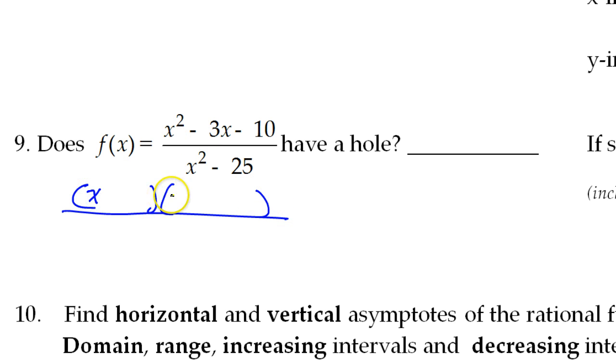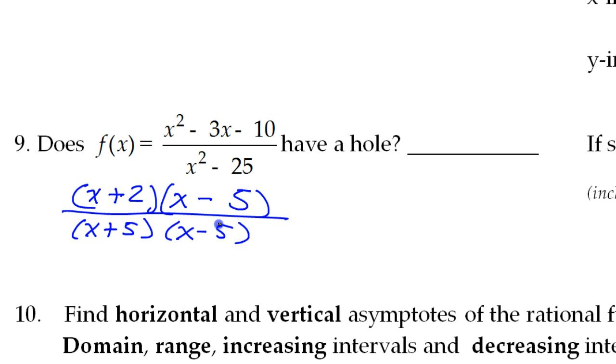Okay, so x squared is x times x. 10 is 2 times 5. If I want a negative 3 in the middle, I need a positive 2 and a negative 5 to make that happen. Meanwhile, this is the difference of two squares, so x plus 5 times x minus 5.